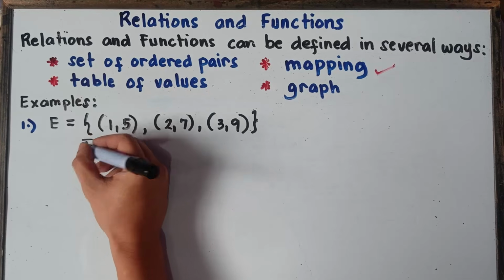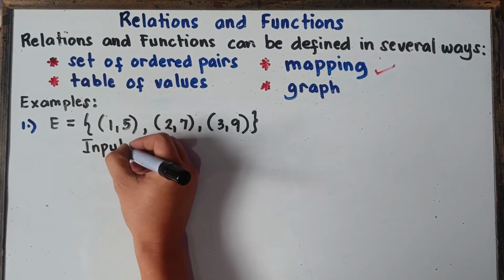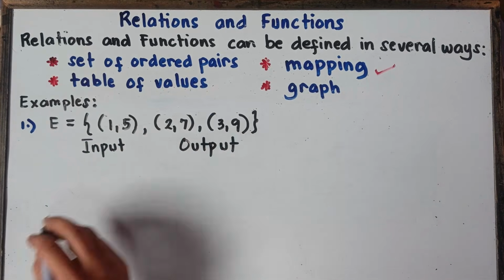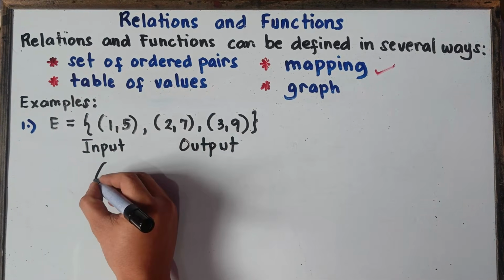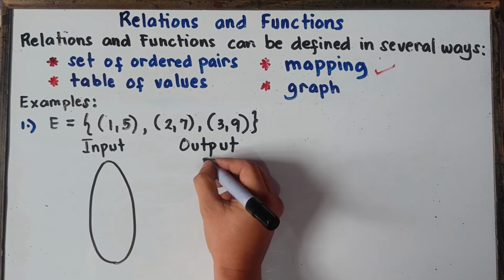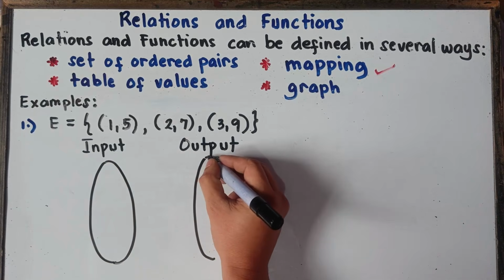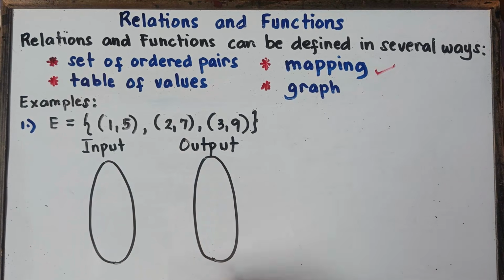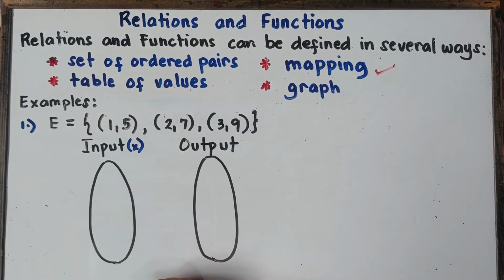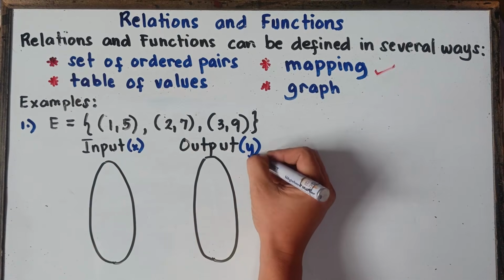So we have the input, and then we have the output. Then simply draw an oval shape for each. Simply write down the input and then the output. Once again, for the input, there will be the X values, and for the output, there will be the Y values.